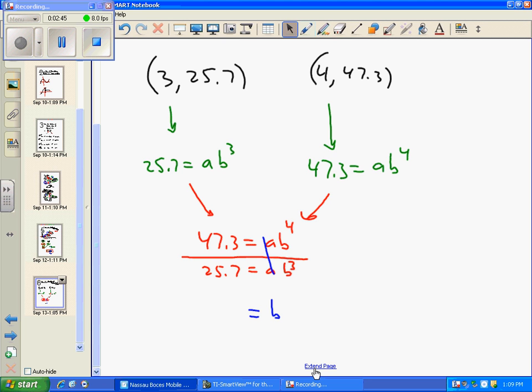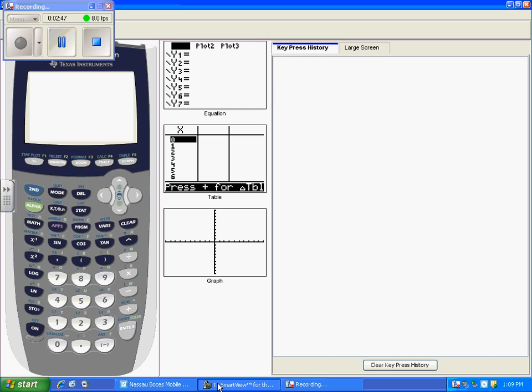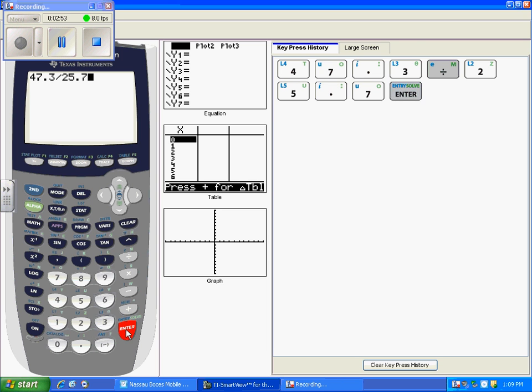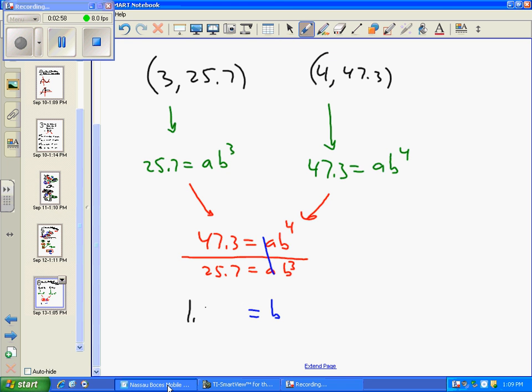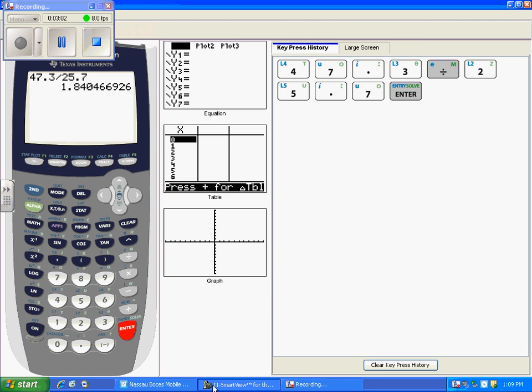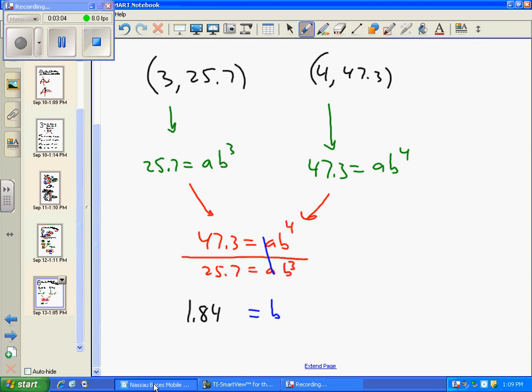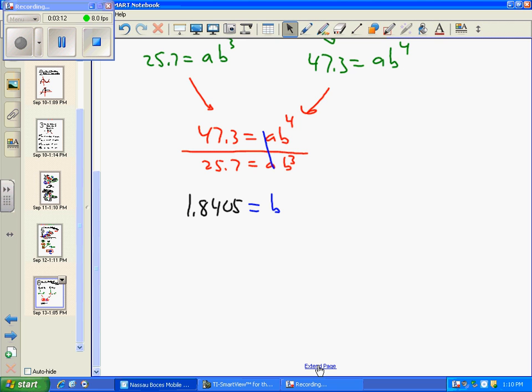On the left side, we have to go do that in the calculator. So here we are, 47.3 divided by 25.7 equals 1.84. Let's get an extra decimal so we shouldn't lose any: 1.8405, I guess. Ask your teacher about what would be reasonable in terms of the number of decimals they want you to hold on to. So now we know b, and what we can do is we can pick one of our points.